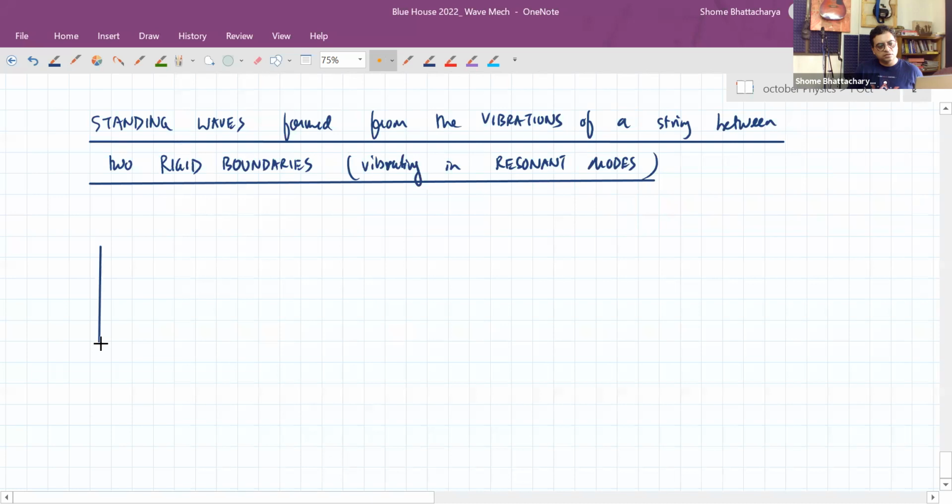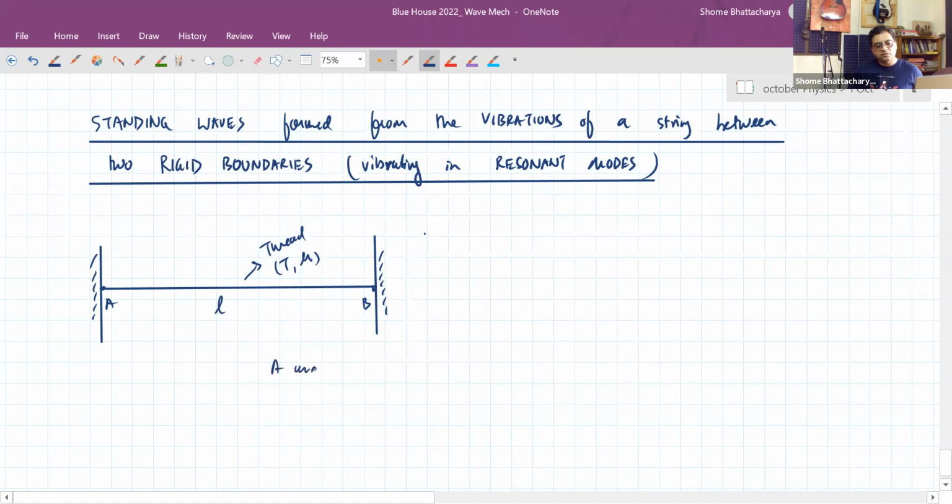So if we have a string that is stretched out such that it is secured between two rigid boundary points. So let's say A and B are two rigid boundary points, and this is a thread at a tension T and of linear mass density mu and of length L.